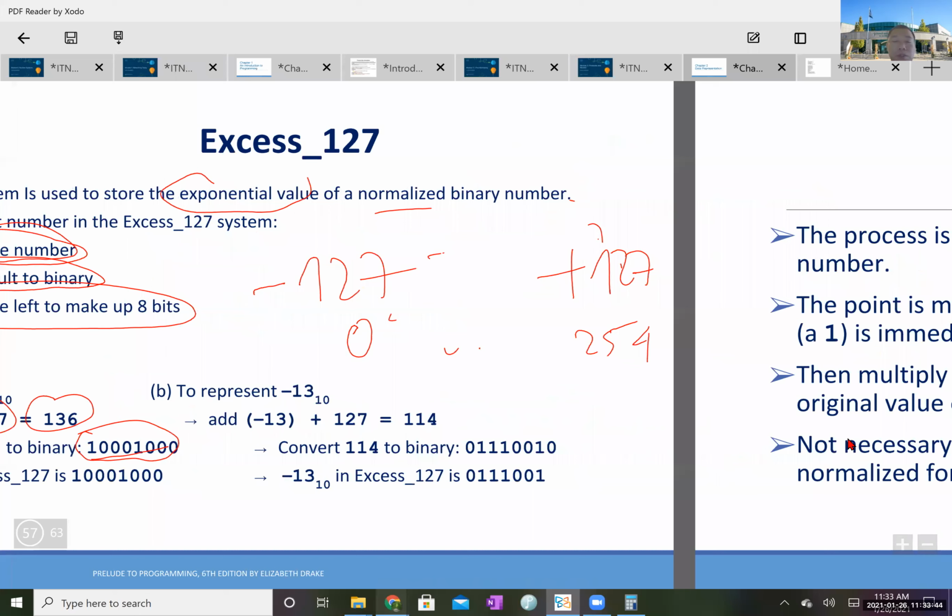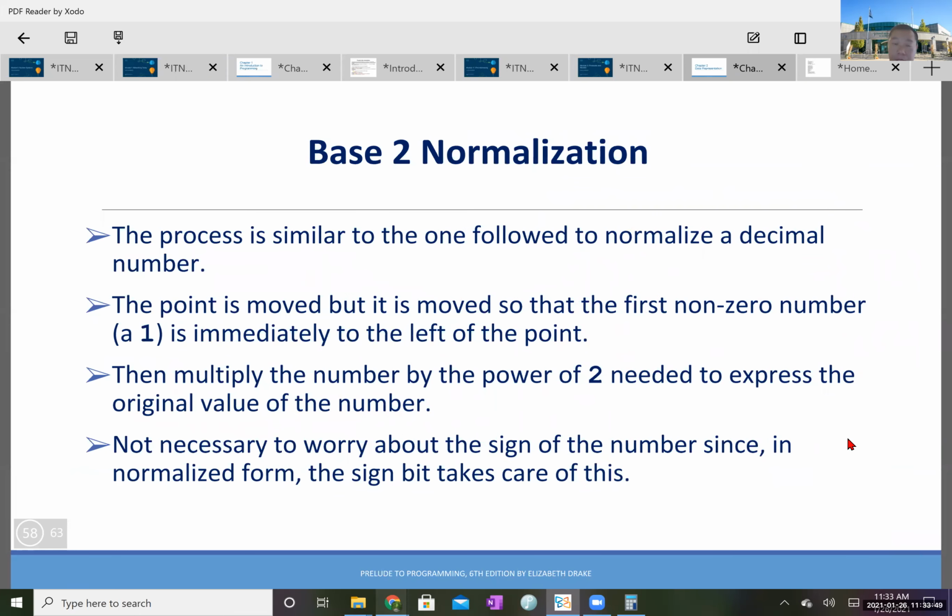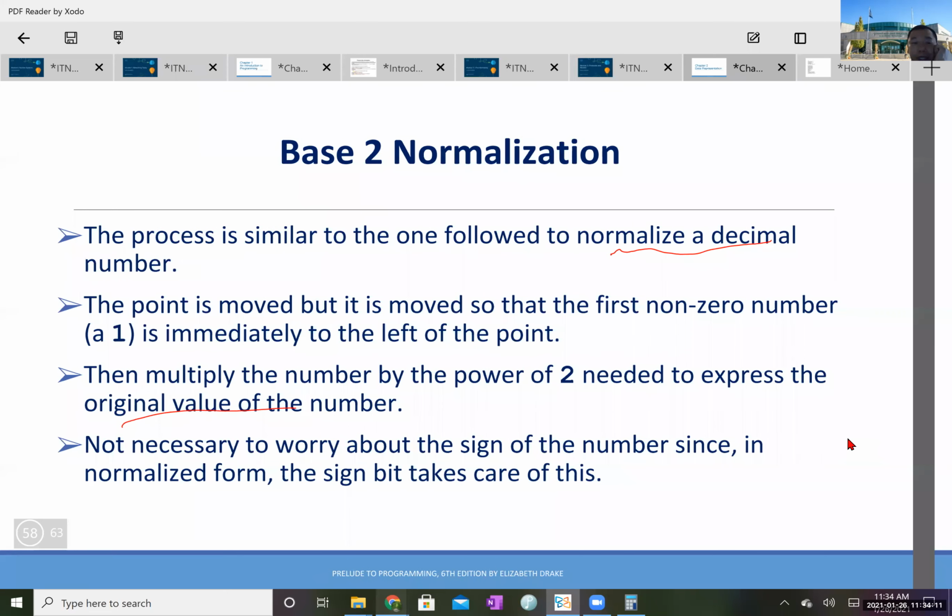So when you move to the base 2 normalization here, the process is similar to normalizing the number here, right? And the point is moved, but it's not moved to the first non-zero number here. And when you multiply the number by the power of 2, you need to express it in the original value. Okay, and here's some rules, but to make it short, I think it's better to work with an example here.